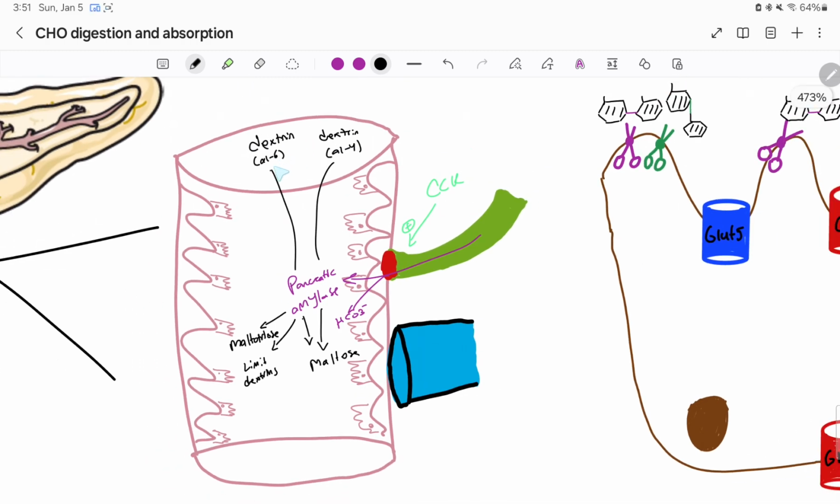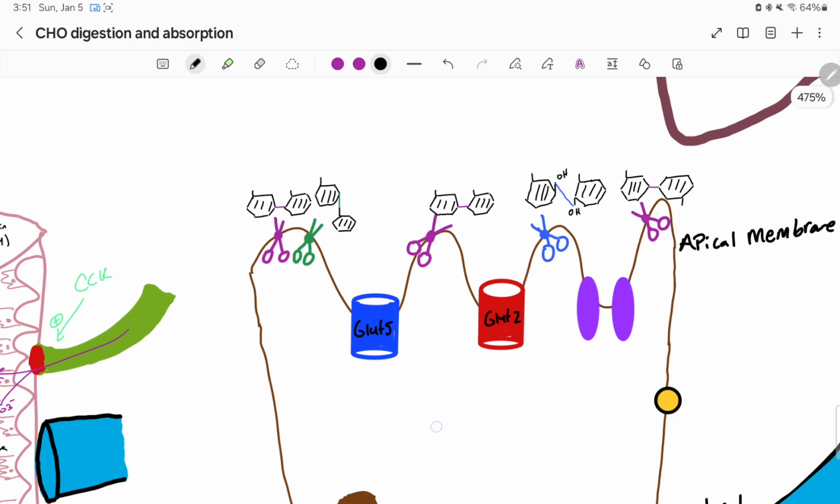So the dextrins with alpha 1,6 bonds will further turn into limit dextrins, okay? These guys are about 8 monosaccharides in length. And the maltotriose is going to be 3 glucose units with alpha 1,4 bonds, and the maltose is going to be 2 glucose units with alpha 1,4 bonds, okay? Again, we'll see that more over here.